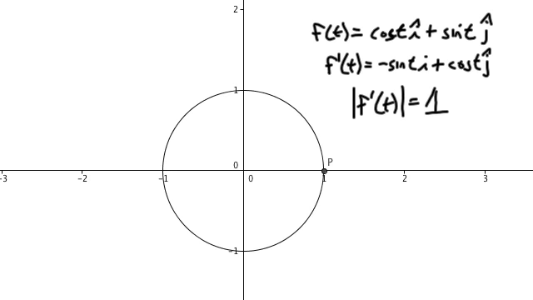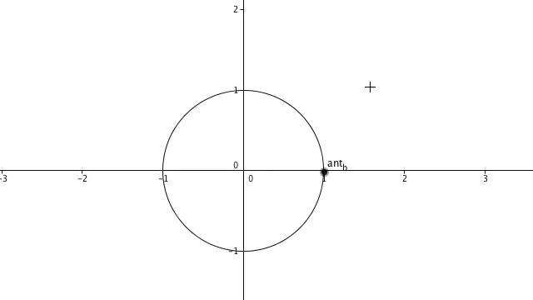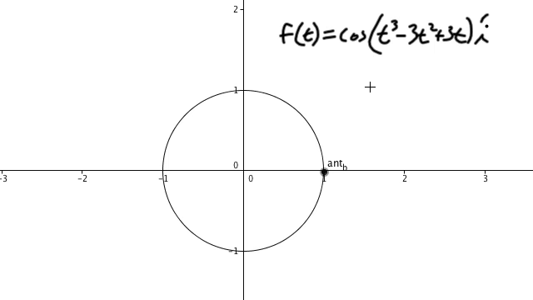Okay, so that's all well and good, but the problem is that we don't always define our unit circles that way. So let's take a different definition of the unit circle. What if instead of defining it the way I originally had, what if I defined it this way? Cosine of t cubed minus 3t squared plus 3t i plus sine of t cubed minus 3t squared plus 3t j.